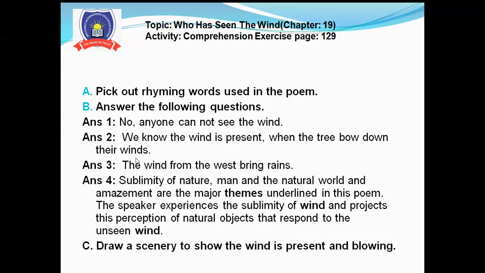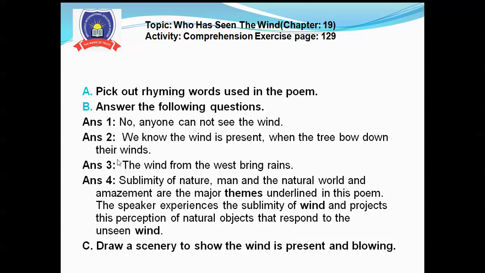Your next question is, which wind brings rain? The wind from the west brings rain. Here is question number 4. What is the theme of the poem? Theme is the main idea or the point of view of the writer on which he writes a poem. So the theme of this poem is the sublimity of nature.